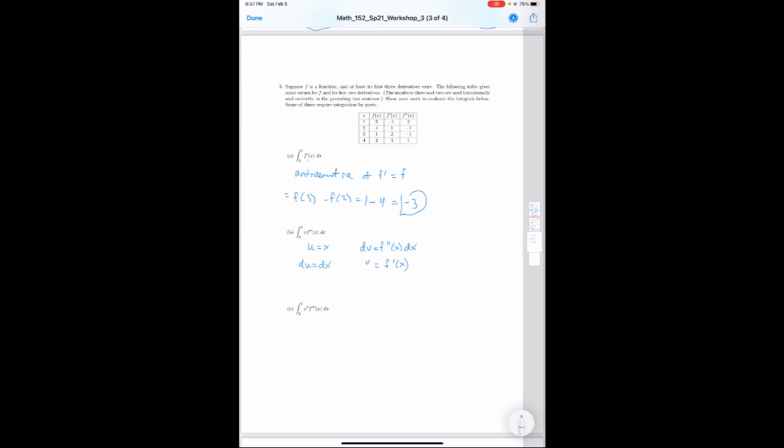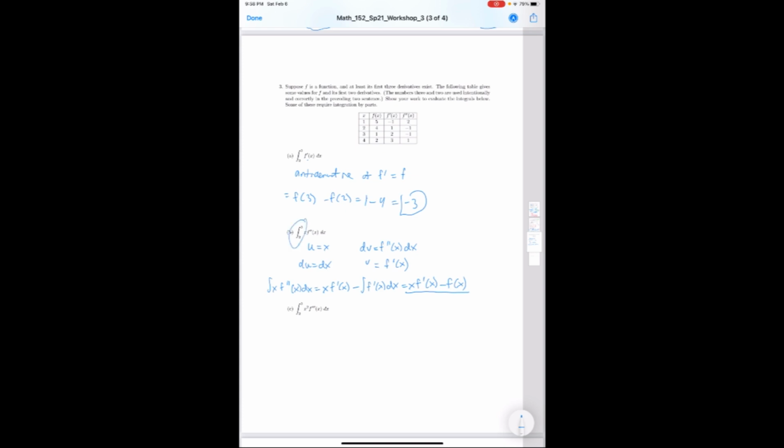So that means the integral of x f double prime of x dx is equal to uv, x f prime of x, minus the integral of v du, which is just f prime of x dx. This is just f of x. So this is going to be x f prime of x minus f of x. This is the antiderivative, and I simply evaluate that at 3 and 2 and subtract, because I'm asked to do it at 3 and 2.